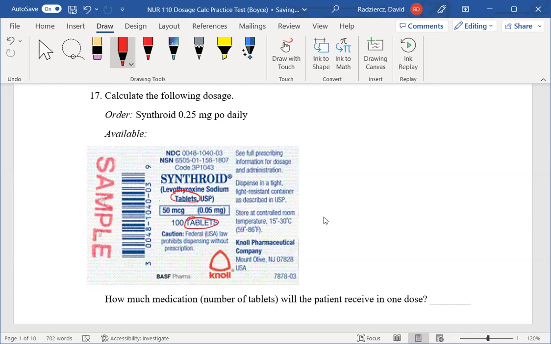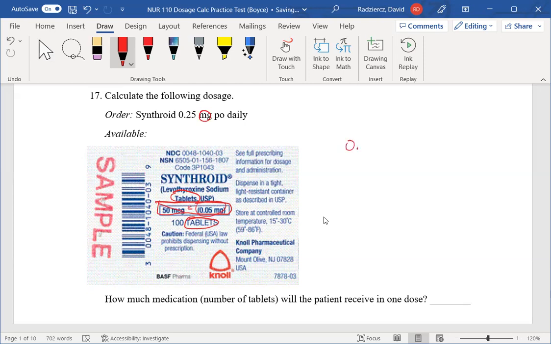It also gives us the strength, and the strength is boxed in here. You'll see 2 numbers there. You'll see 50 micrograms, mcg, and you'll see 0.05 milligrams. What you need to know is those are equivalent units, so they equal the same. So if I have milligrams in my order, that's what I'm going to use, and I'm going to ignore that. I'm just going to use the 0.05 milligrams for as far as my available is concerned.